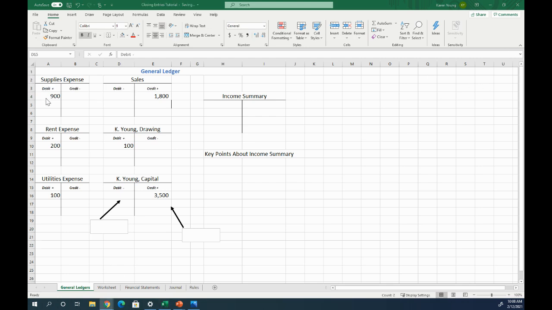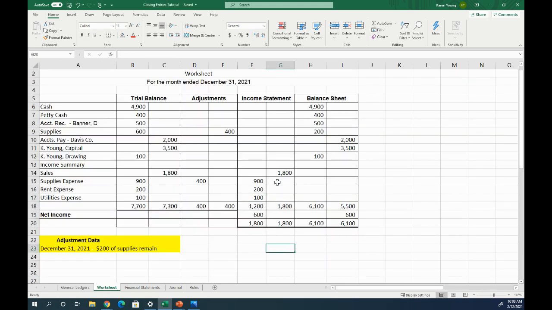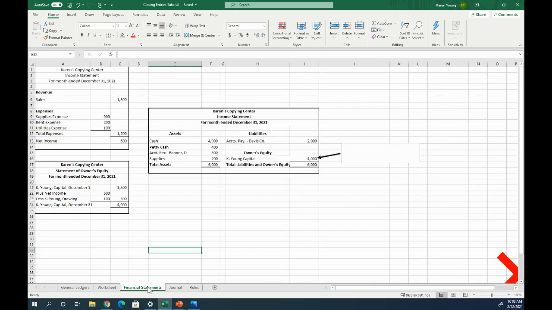Okay, that looks better. So I have the increase, decrease side showing for all of my expenses, the normal balance side of credit, normal balance side of drawing, and the normal balance side of capital. So this is what my general ledger looks like. I've already prepared my worksheet, as you saw, where I only had one adjusting entry, where I updated my supplies, and I'm showing all my expenses. And I already did my financial statements, because that's where we are in the accounting equation.